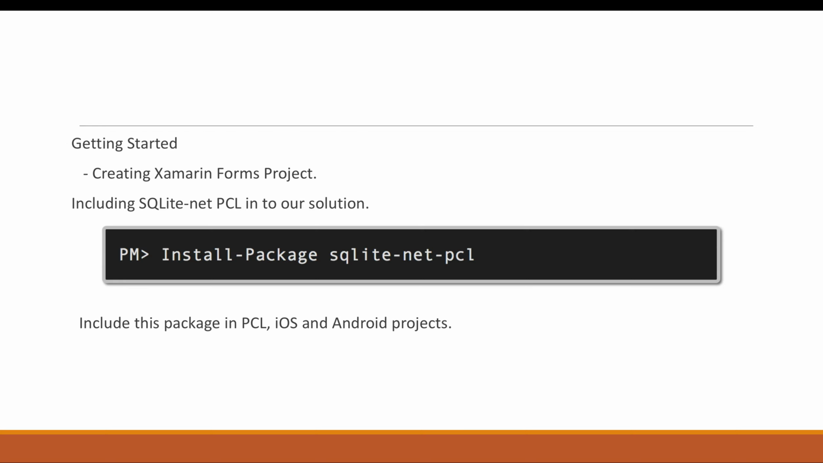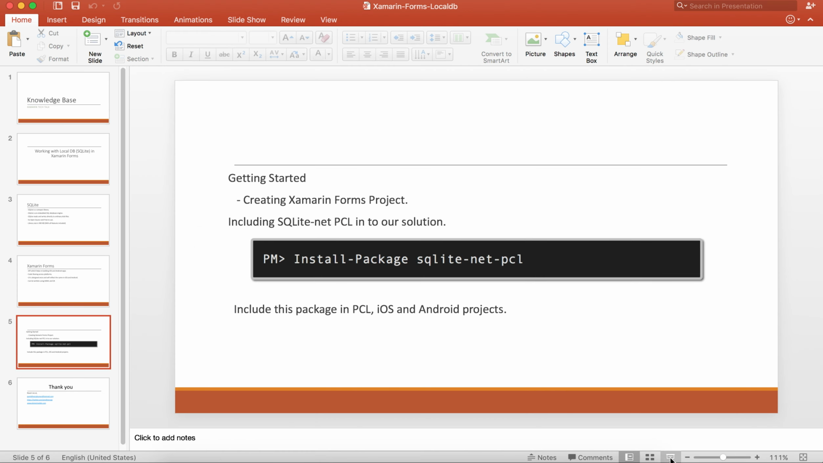So here the steps are very simple. We are just going to create a normal Xamarin Forms project, and within that Xamarin Forms project we are including SQLite PCL. So with the help of this package, we are just trying to work with the local database. Let's just get started.